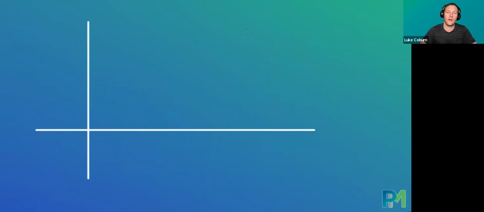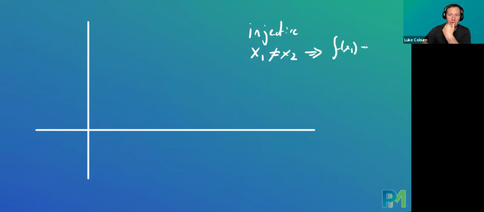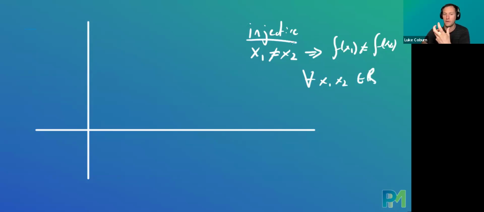Okay, so let's talk about injective. Now watch this here. I just want to make sure that I'm right about this. For injective, we're going to say, if x1 is not equal to x2, that implies that f of x1 is not equal to f of x2. And this is true for all x1 and x2 an element of R. That's the definition of injective. That's horrible, right? This is what I mean. Let me explain what it means in really simple terms.